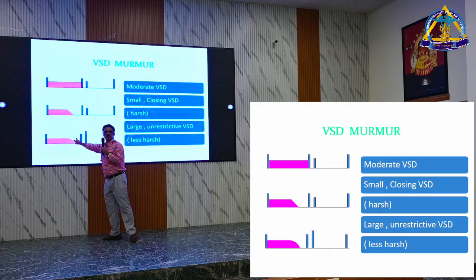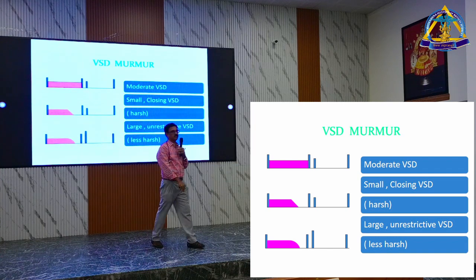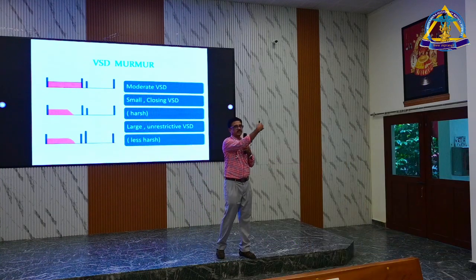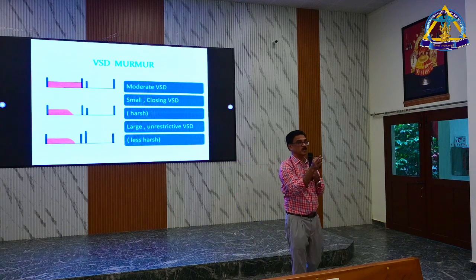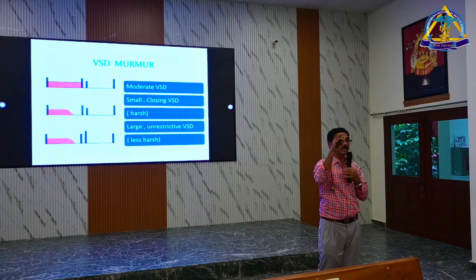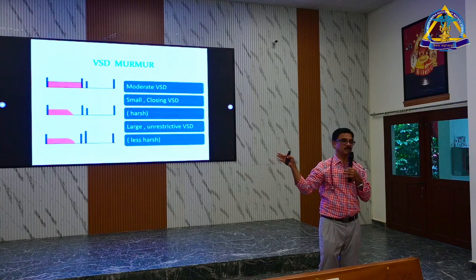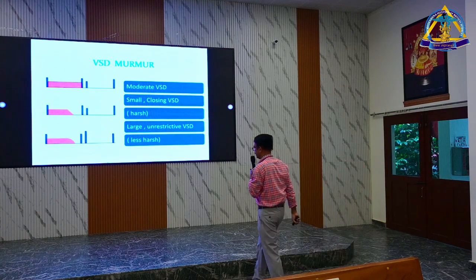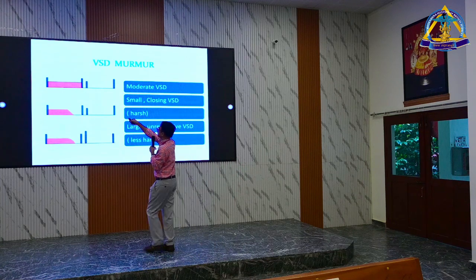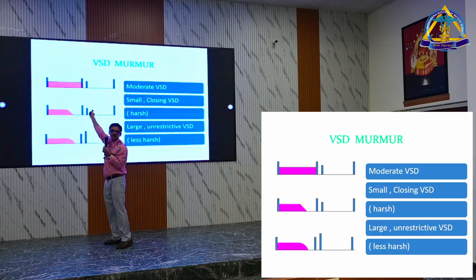The murmur is not going up to the entire period of systole. Why? Because the right side pressure is also increased because of the pulmonary arterial hypertension. So the murmur is restricted to the early part of the systole, not the entire. So what you can find out is, see, the first one, the murmur starts from S1, ends in the A2.